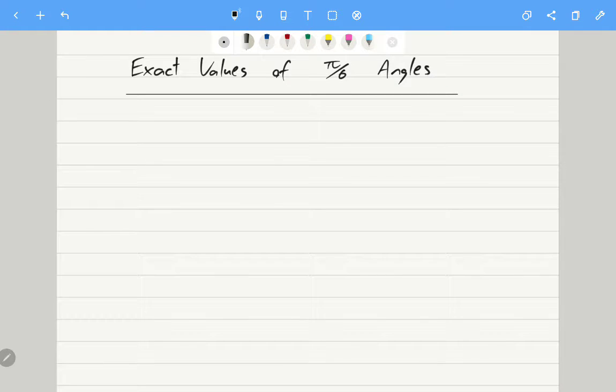We're going to be having a look at exact values of pi on 6 angles. So pi on 6 is one of the other more common ones, and we can get a basic handle of what the values are going to be using just some basic trigonometry. Imagine for a second that we have an equilateral triangle. Well, its interior angles would add up to pi, which is 180 degrees, right? These would add up to pi, but since it's an equilateral triangle, each angle would only be pi on 3.